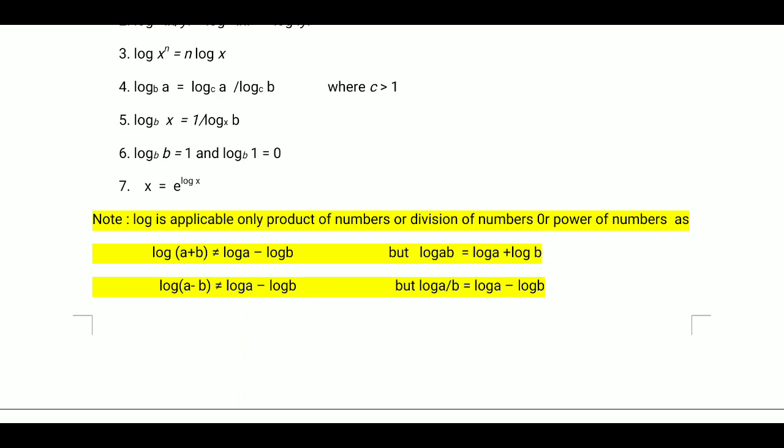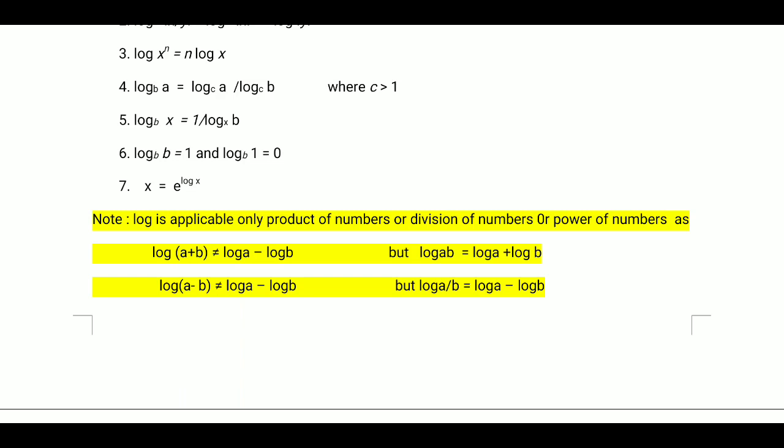Now there are some important facts. Log is applicable only for product of numbers, division of numbers, or power of numbers, as log of a plus b is never log a minus b, because log for addition of numbers is not separable, but log of a into b is equal to log a plus log b.